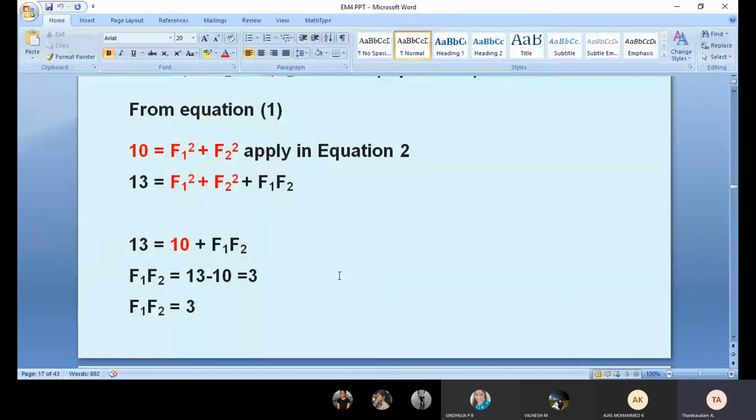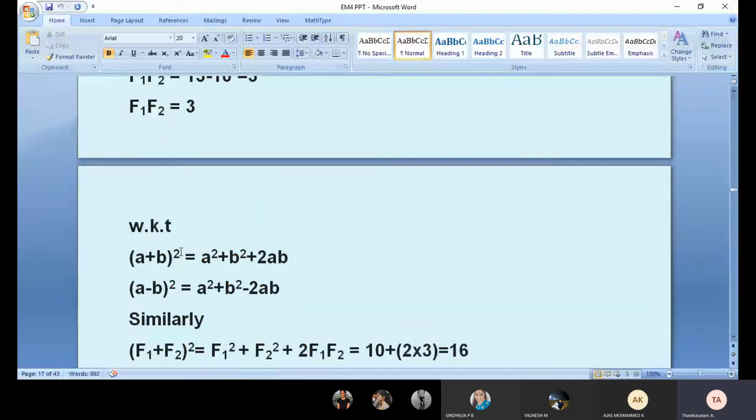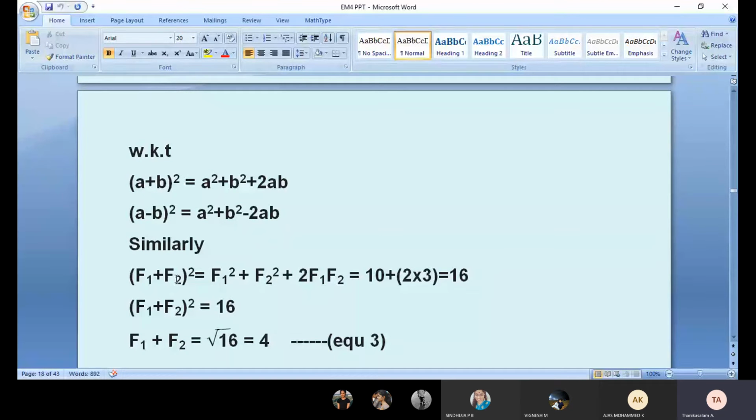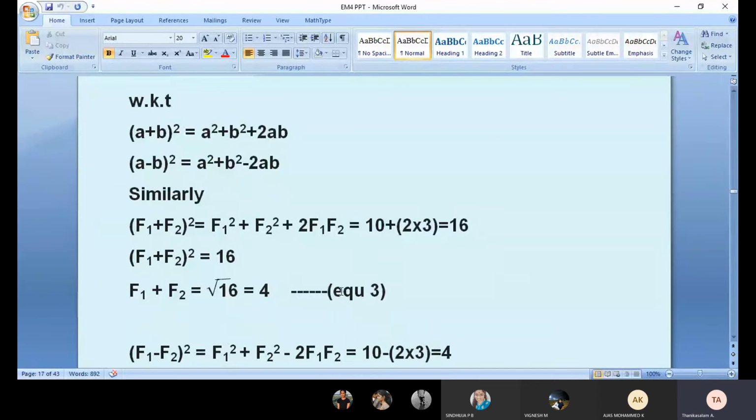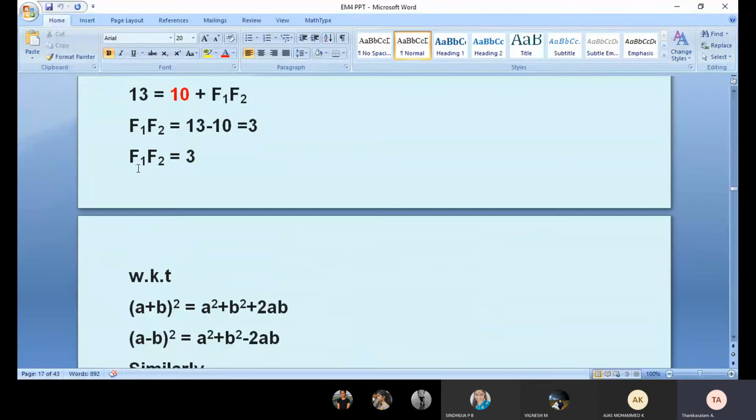Sindhuja? Yes, sir. Okay. Now, in the 7th or 10th standard we studied the identities: a plus b whole square equals a square plus b square plus 2ab, and a minus b whole square equals a square plus b square minus 2ab. The same concept applies here. F1 plus F2 whole square equals F1 square plus F2 square plus 2F1F2. We already know F1 square plus F2 square equals 10, so I applied 10 here. What is F1 into F2?